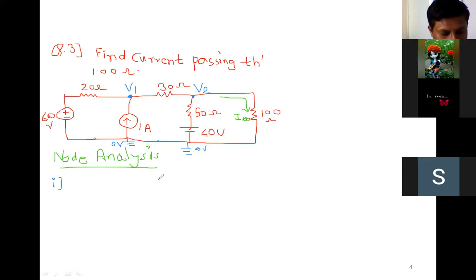Apply KCL. Yes. So KCL we have to apply at V1. We will get one equation. Also we have to apply at V2. We will get another equation. So two unknowns will be there. Two equations we can get by applying the KCL respectively at V1 and V2. So apply KCL at node V1.